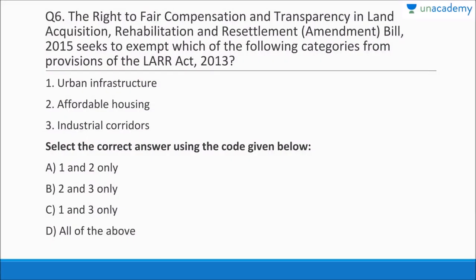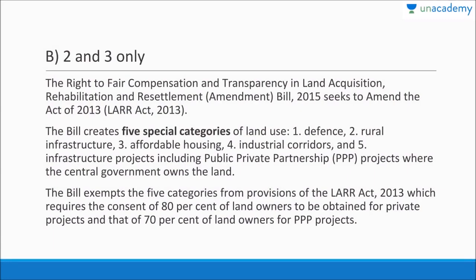The Right to Fair Compensation and Transparency in Land Acquisition, Rehabilitation and Resettlement Bill 2015 seeks to exempt which of the following categories from the provisions of the LAR Act 2013? Urban infrastructure, affordable housing, industrial corridors. Answer here is 2 and 3, not urban infrastructure. So, defense, rural infrastructure, affordable housing, industrial corridors, infrastructure projects, etc., including PPP projects, central government on the land. The bill exempts these 5 categories from the requirement of the consent of 80%.